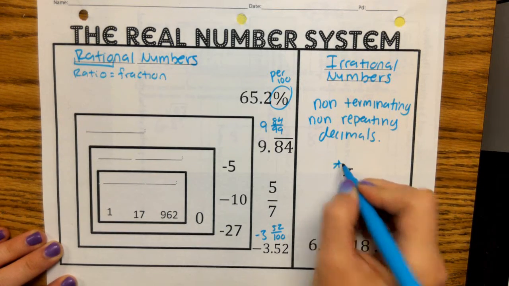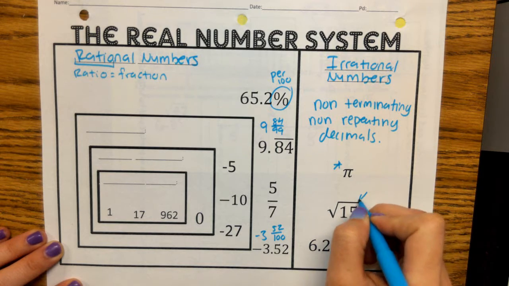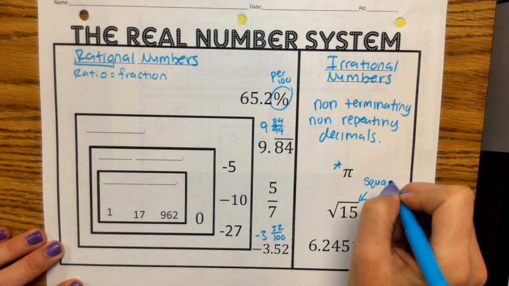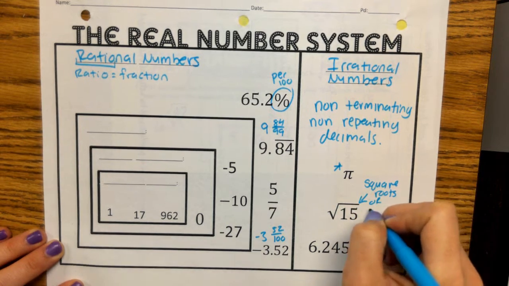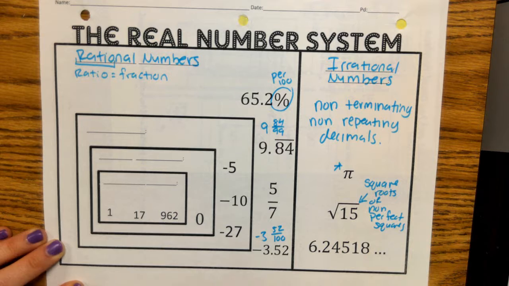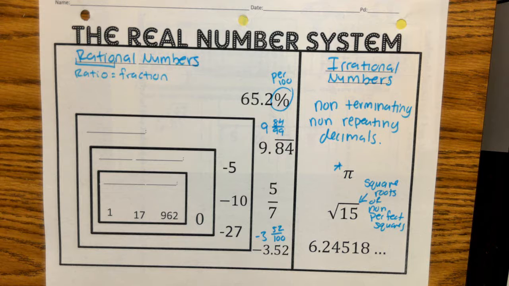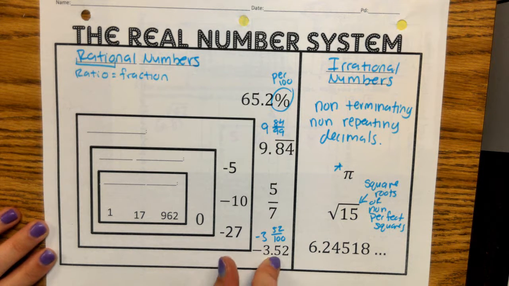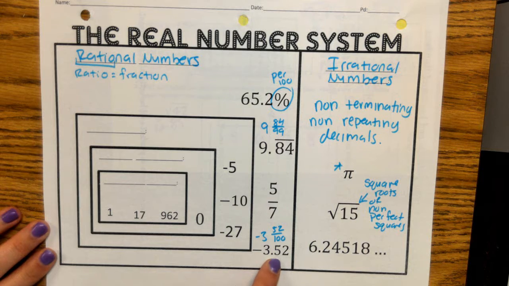The important ones that you need to remember are pi, and we just learned about this, square roots of non-perfect squares. So non-terminating means it goes on and on forever, and non-repeating means it doesn't have a pattern. Those kinds of decimals are irrational. But decimals that repeat, such as 0.84 repeating, or decimals that terminate, such as 0.52, those we know how to put into fraction form, so they are rational.